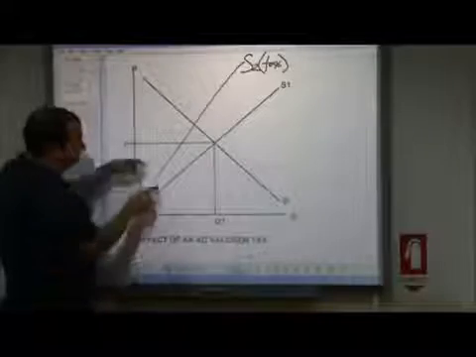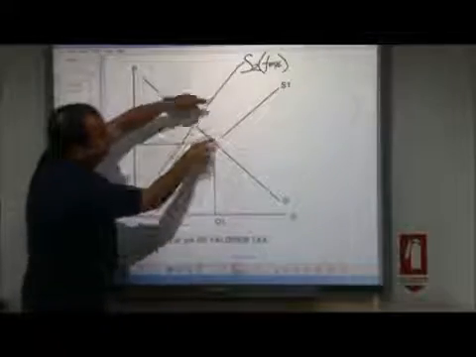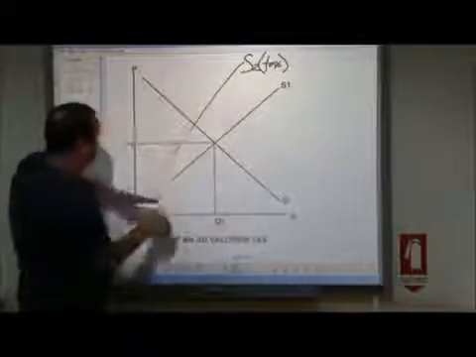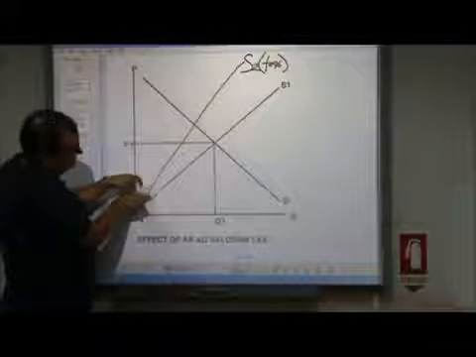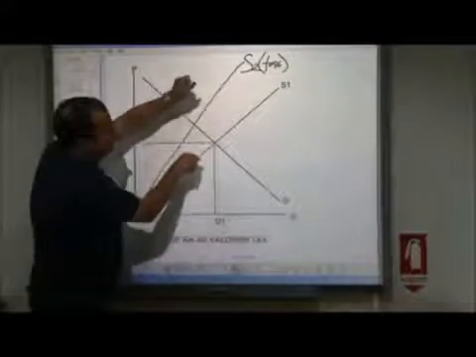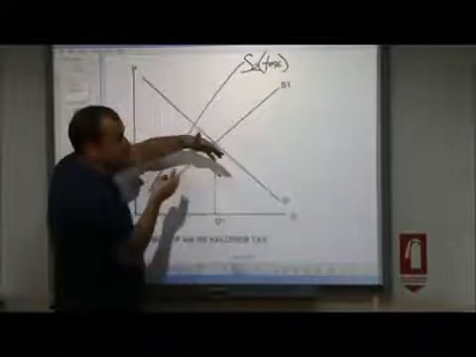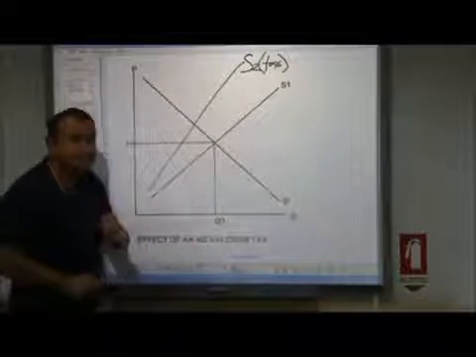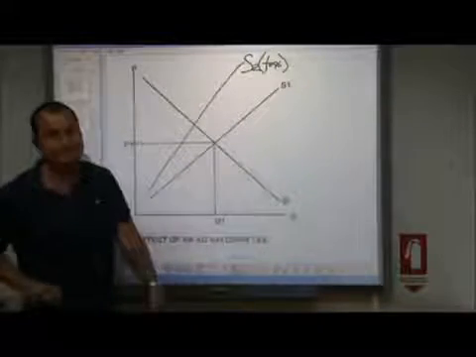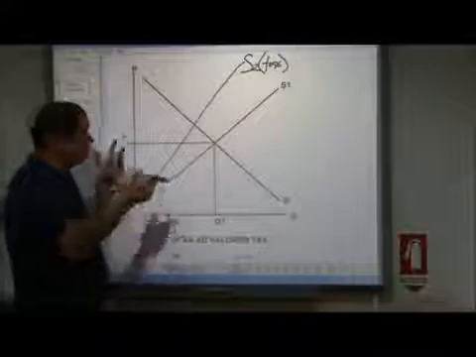The reason is that the vertical distance is still the tax, but the vertical distance grows as the price grows. At lower prices, the tax is smaller. At higher prices, the tax is more. But the proportional, the ratio between tax and price remains the same. That's an ad valorem tax. Apart from that, everything else is the same.